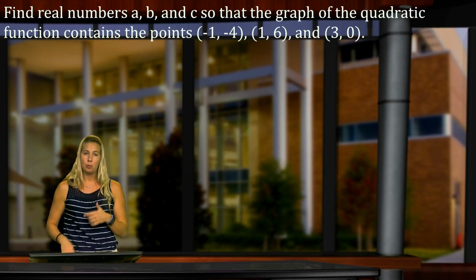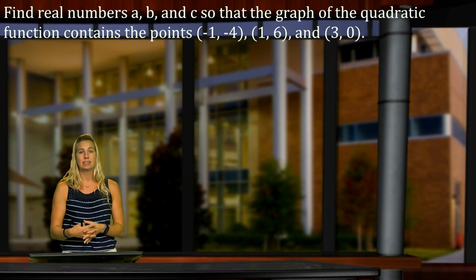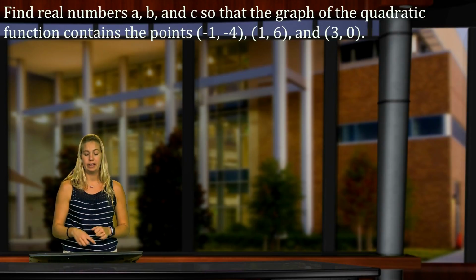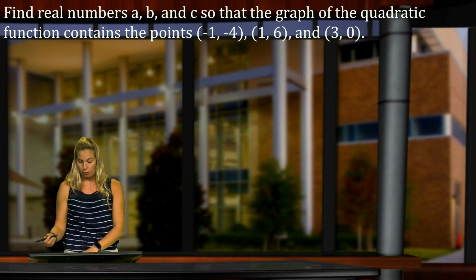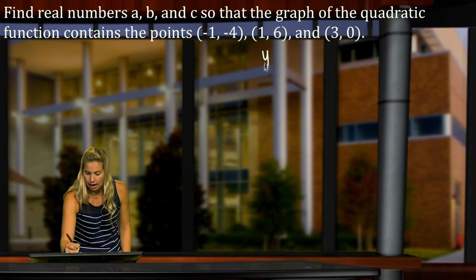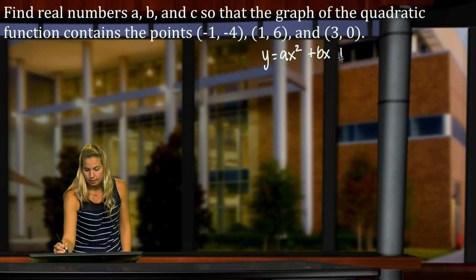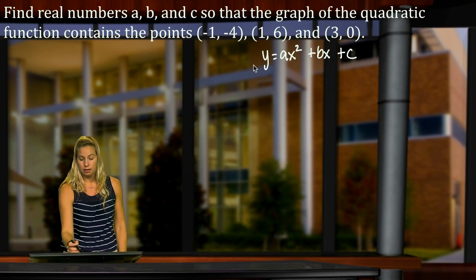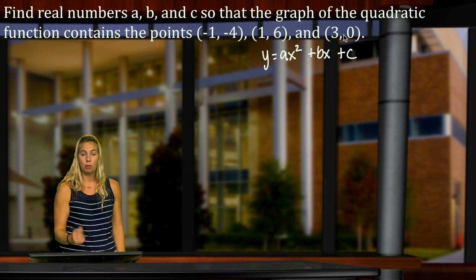So this next example, we're not going to go through the whole thing, but we're going to set up the system: finding real numbers a, b, and c so that the graph of the quadratic function contains the following points. Now the graph of a quadratic function is y equals ax squared plus bx plus c. So we're going to come up with 3 equations that fit that using these 3 points.